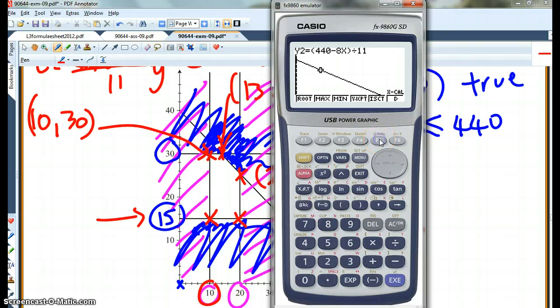And so, yeah, your other way that you were just saying is trace. So shift G-solve. No, just shift trace. And you can go up and down the thing.